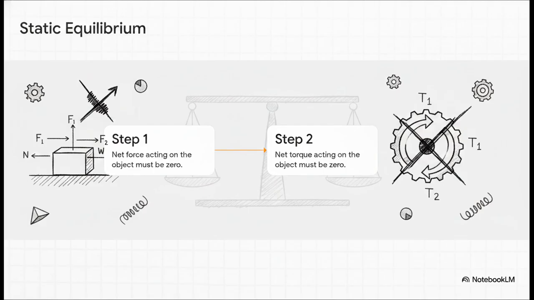Well, for a rigid body to stay perfectly still, meaning no translating and no spinning, it absolutely has to satisfy two very distinct conditions of static equilibrium. If an object has a net force acting on it, it's going to accelerate in a line. If it has a net torque acting on it, it's going to spin. So, to be in static equilibrium, to be totally 100% stationary, both of those net values must equal exactly zero.